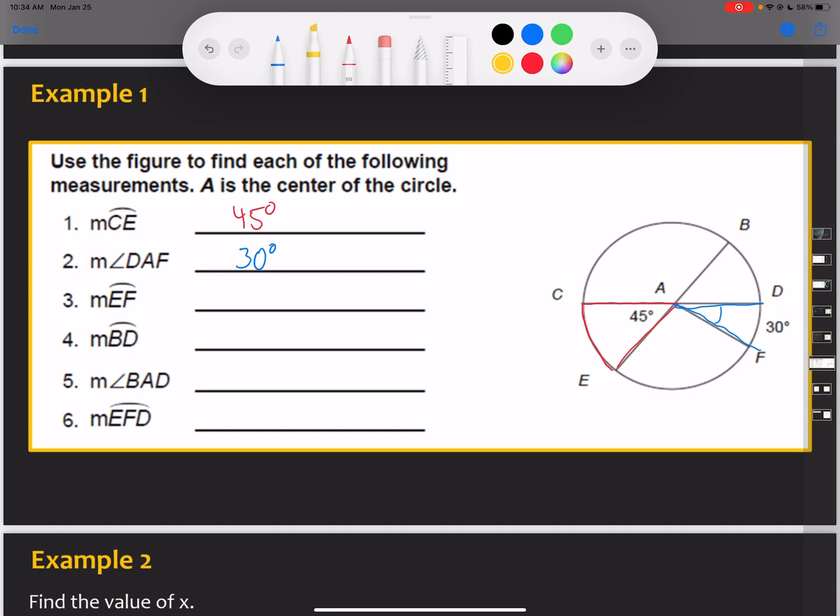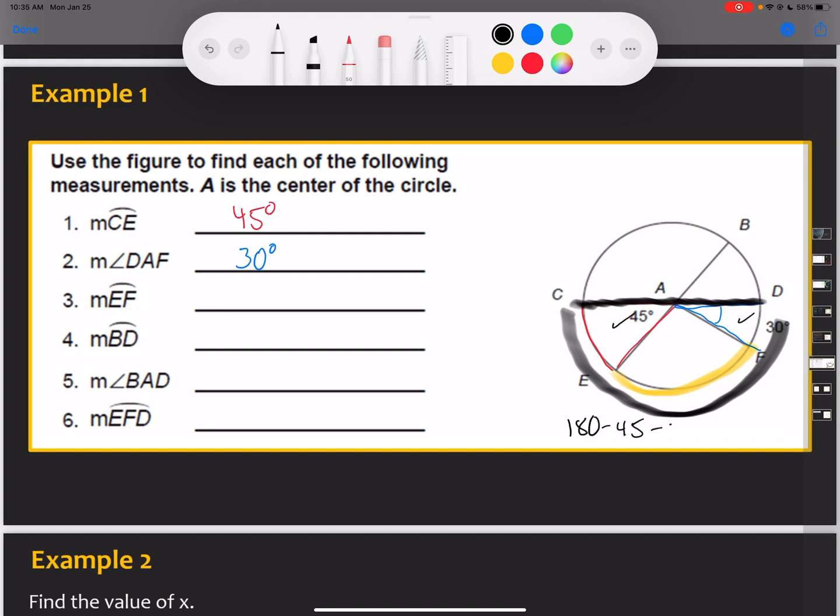Measure of EF. Okay, here's kind of the fun part. So this right here is a semicircle. This line is a diameter, which means that this is a semicircle. How many degrees are in a circle? 360. So half of a circle has 180 degrees. So if we know the 45, we can subtract that out. And if we know the 30, we can subtract that out. And that'll give us the remaining measure that's within that arc. 180 minus 45 minus 30. So that's going to be 105 degrees. So all of these are measured in degrees.